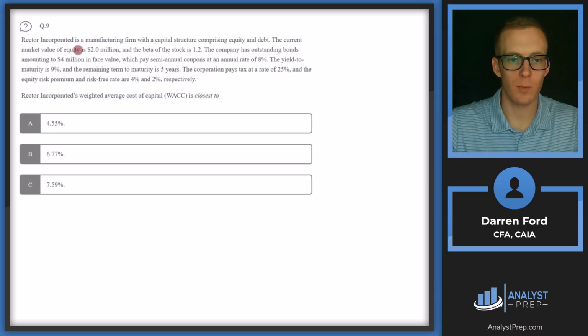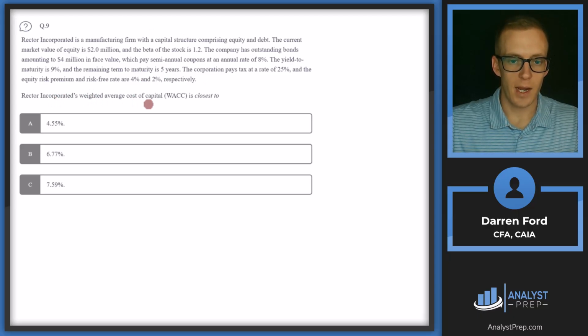Question 9. Rector Incorporated is a manufacturing firm with a capital structure comprising equity and debt. The current market value of equity is $2 million and the beta of the stock is 1.2. The company has outstanding bonds amounting to $4 million in face value, which pay semi-annual coupons at an annual rate of 8%. The yield to maturity is 9%, and the remaining term to maturity is 5 years. The corporation pays a tax rate of 25%, and the equity risk premium and risk-free rate are 4% and 2%. A lot of information there.